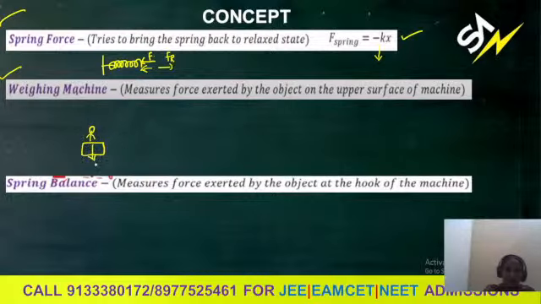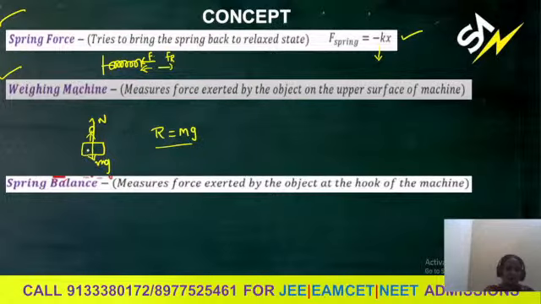So the weight of the person will act downwards, and there will be the normal reaction force. This reaction force gives the weight of that object or the person which is placed on that machine. That is equal to mg. In this case, it is an equilibrium position.